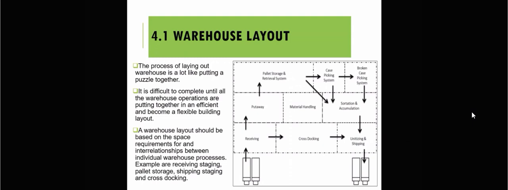A warehouse layout should be based on the space requirement for and interrelationships between individual warehouse processes. Example, receiving staging, pallet storage, shipping staging, and also cross-docking. So bila kita nak buat layout design untuk warehouse kita ni, kita kena tahu berapa keluasan warehouse tu semua sekali, berapa yang kita ada. Kemudian kita nak kena tahu ruang banyak mana kita nak letakkan put away kat mana, cross docking kat mana, and then berapa banyak ruang yang kita boleh sediakan.